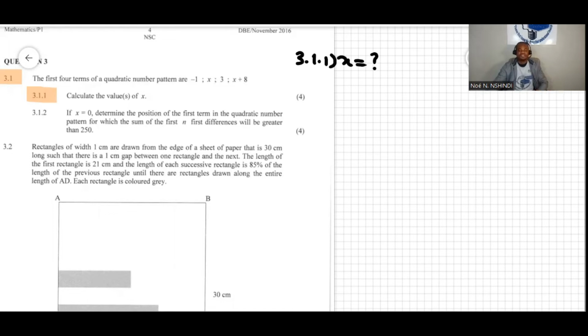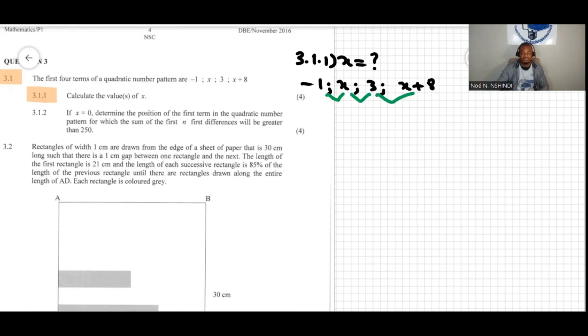Then it did say that the pattern is a quadratic pattern. So on the right, we have -1, x, 3, and then x plus 8. Because it is a quadratic pattern, we have some properties for quadratic patterns. We do know that the second difference is constant. So we're going to calculate the differences between consecutive terms.